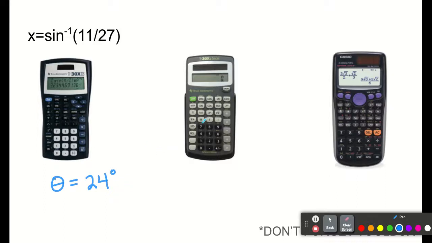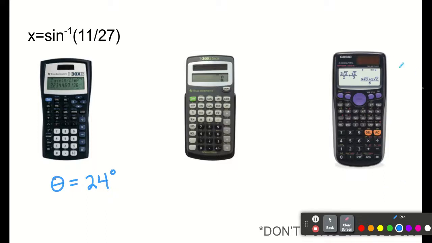For this calculator here, what you're going to do first is divide 11 by 27. So 11 divided by 27 equals. Then you will push the second button and then the sine button, and that will give you an answer of 24.04, etc.